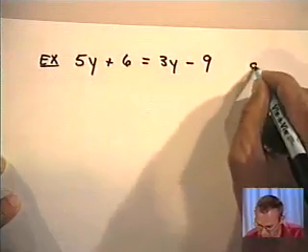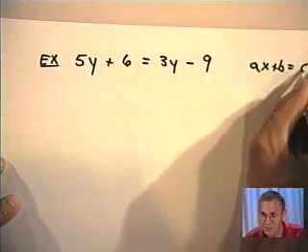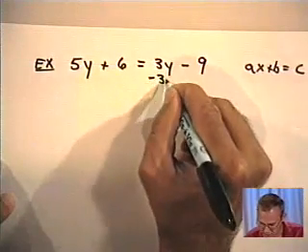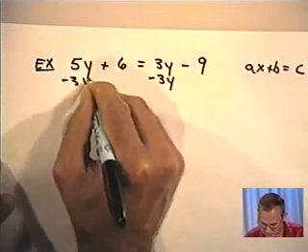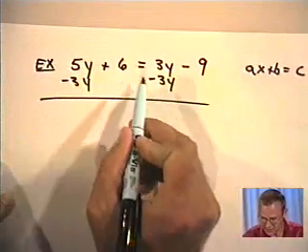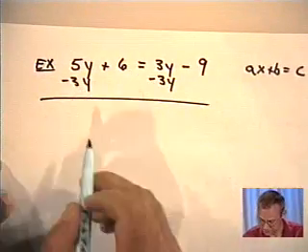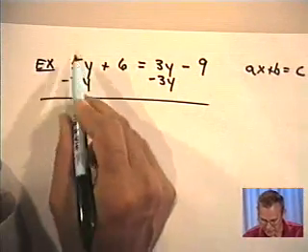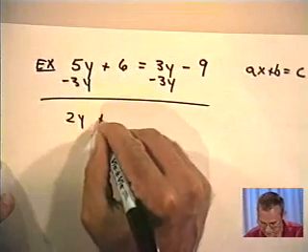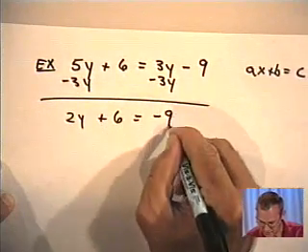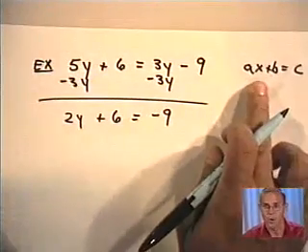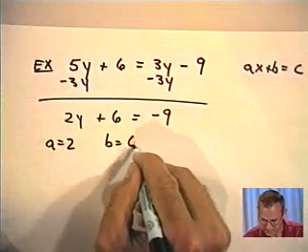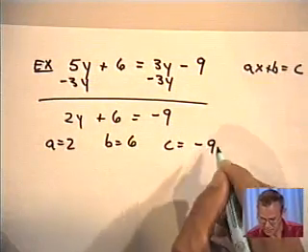Now let's try to get it in the form of ax plus b equals c. How about if I move the 3y's over here by subtracting those over? Remember, whatever I do to one side of the equation, I must do to the other side. 5y minus 3y, we add the coefficients, we combine them. That gives me 2y plus 6 equals negative 9. And now notice it's in my nice form of a linear equation. My a would be 2, my b would be 6, and my c would be negative 9.